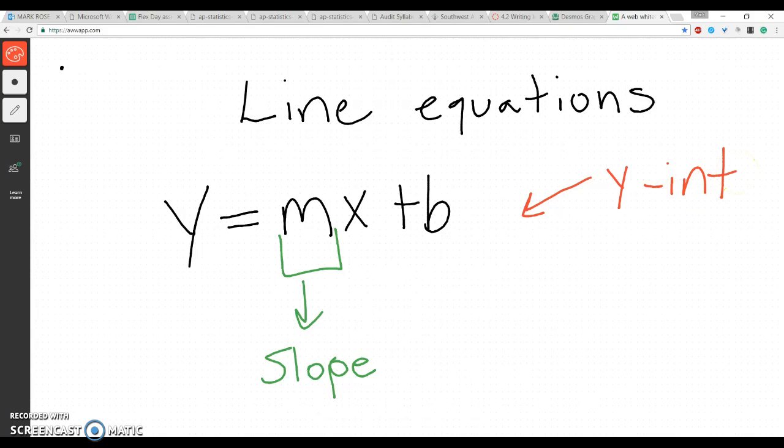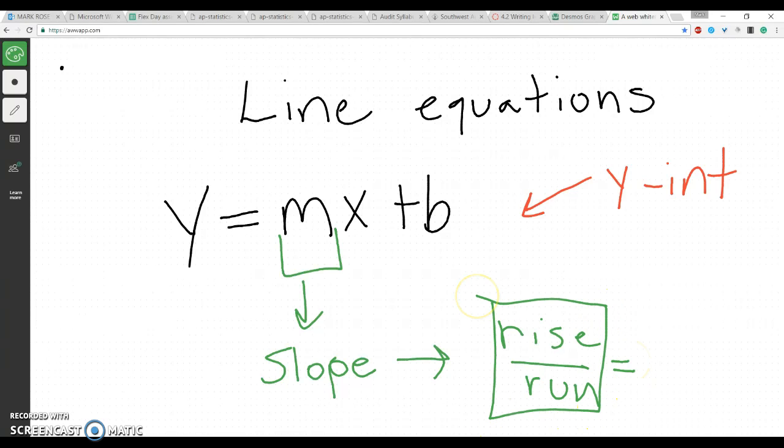Okay? And let's talk about what those things mean. Well, you should know slope from yesterday, which is rise over run. So we're going to plug in, this is the rise over run. Most times it is in some kind of fraction. So most times, when I write this, I want you to think about the m term being some kind of fraction, some kind of rise over run thing.